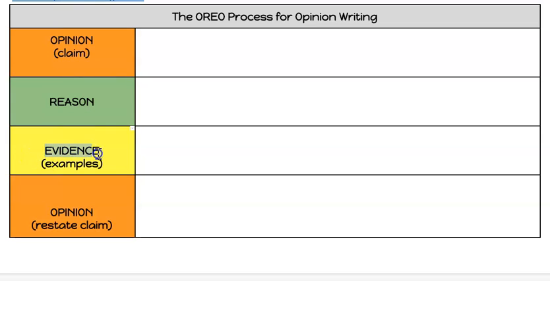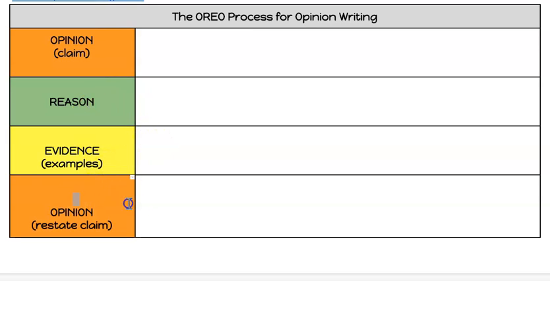Now, this is what's really, really important. Make sure that whatever example or whatever evidence you give here, it has to be something that must come from the text. That's why we call this text-based evidence or text-based writing. It cannot be anything that you guys just made up, okay? It has to come from the text that you've read. That's what would best support your reasoning.